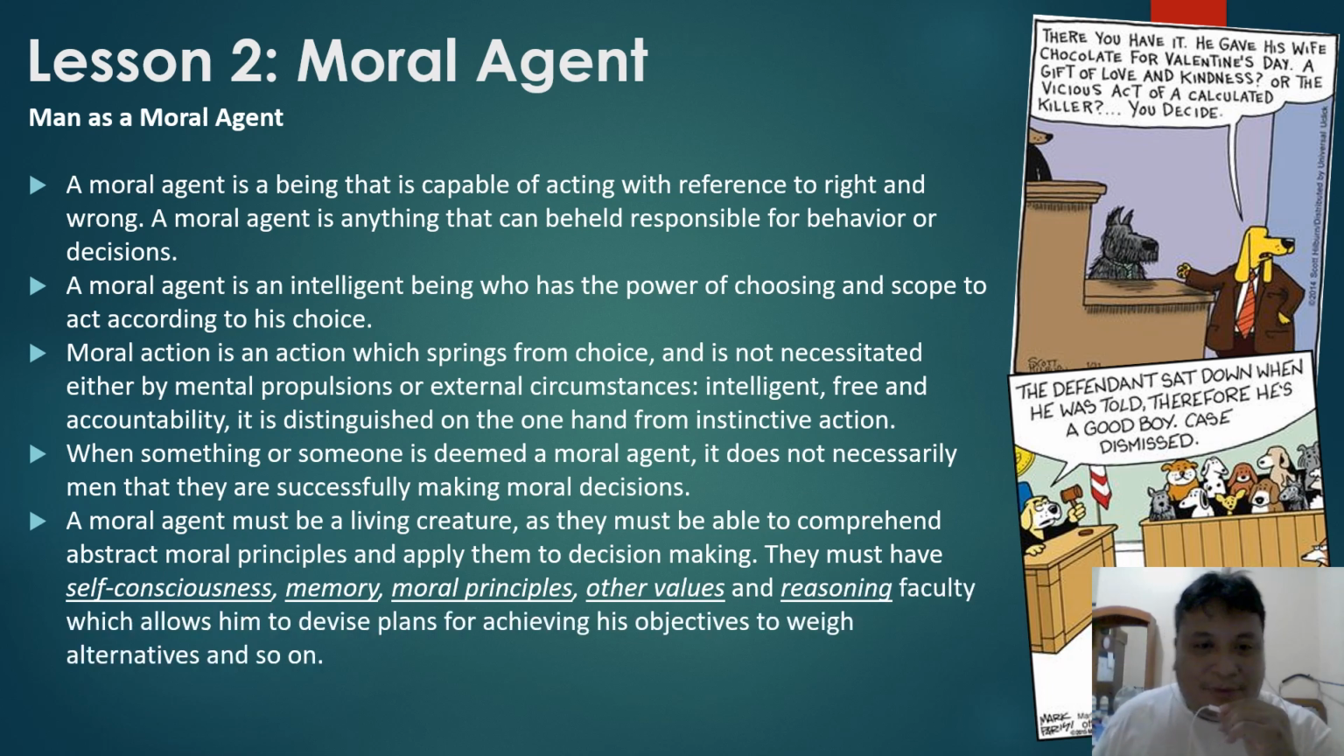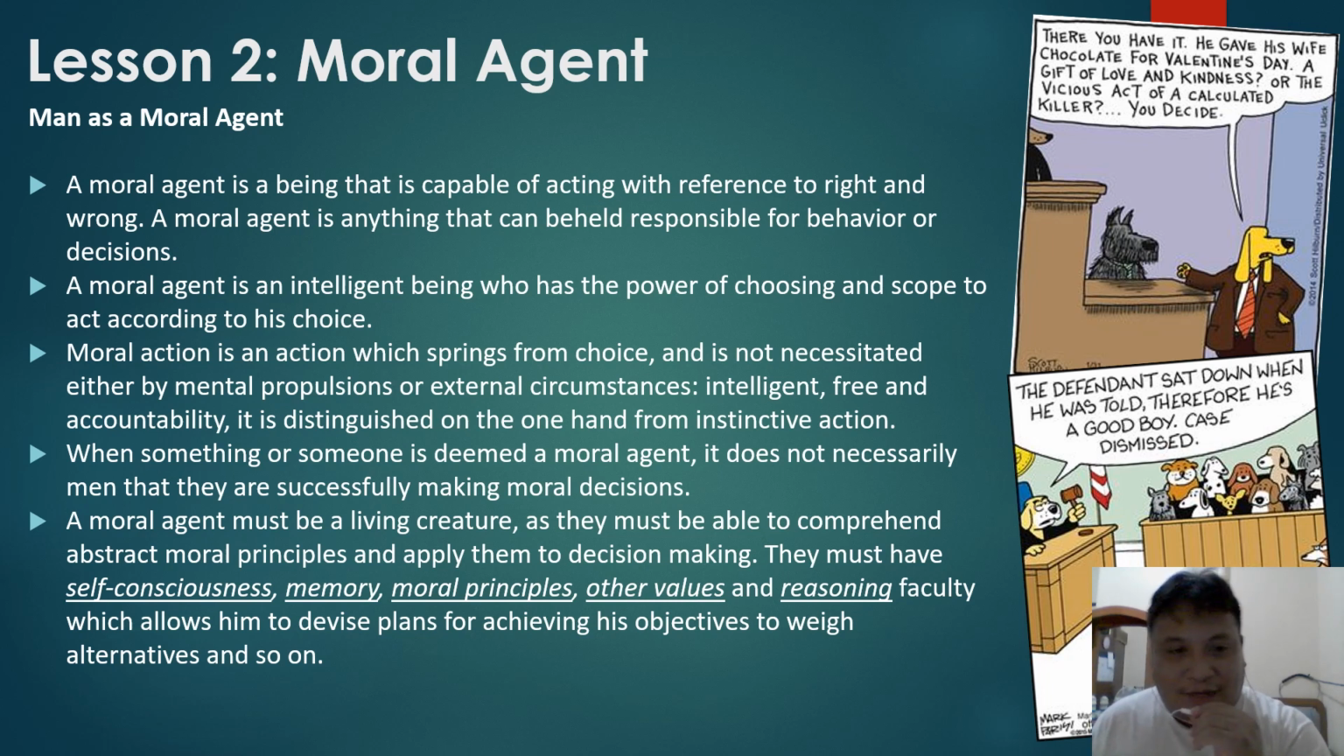Okay, a moral agent must be a living creature, of course. A dead man tells no tales, and a dead man or a corpse cannot act on itself. So it should be a living creature. Moreover, able to comprehend abstract moral principles. That is why we're intelligent beings. And to apply them in our own decision making.